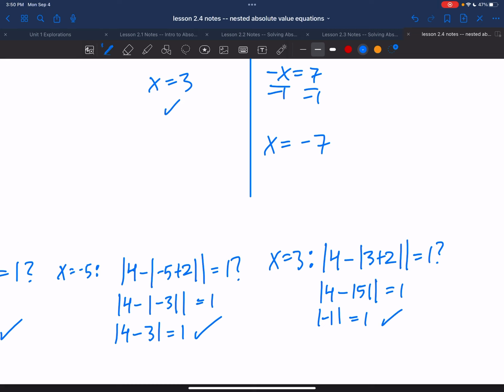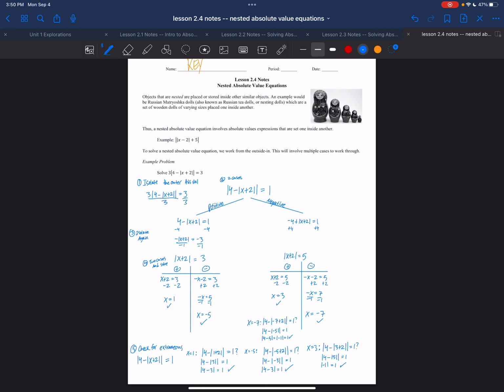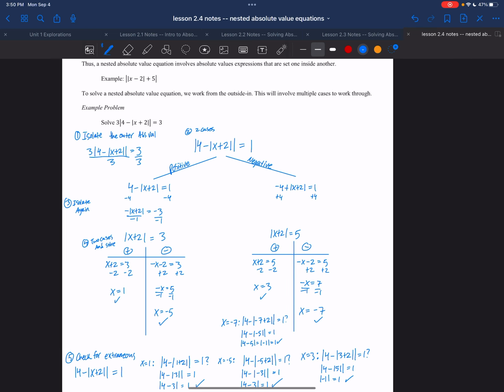And then finally, you have to test negative 7. I'll just test it here, and I'll move it later. x equals negative 7. We do 4 minus the absolute value of negative 7 plus 2 equals 1. We're trying to verify. That's 4 minus the absolute value of negative 5, so it's minus positive 5. That equals the absolute value of negative 1, which equals 1, which means it works. So all 4 answers work. All 4 answers are good.